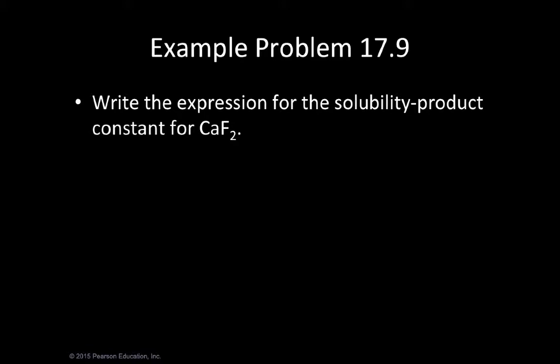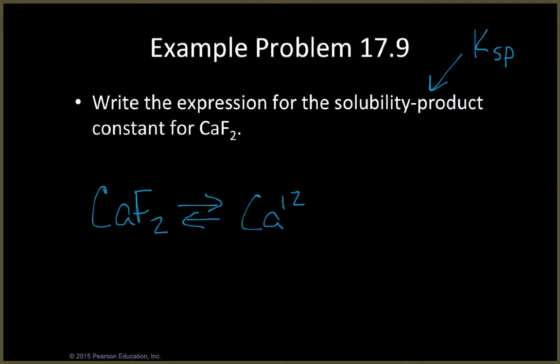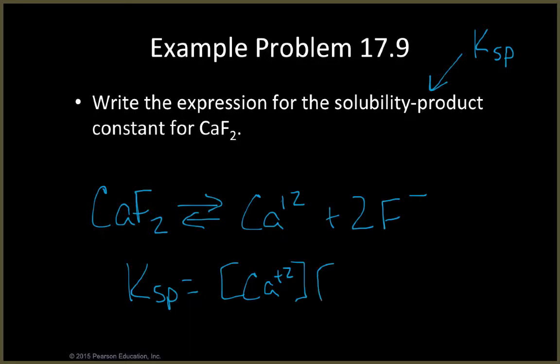Okay, so let's look at an example. This one says, write the expression for the solubility product constant, which is KSP, for CaF2. So if I have CaF2, set up the equilibrium, I have calcium plus 2 plus 2 F minus. When I set up the KSP for this, it's going to be calcium plus 2 and then F minus to the 2nd. And again, the original calcium fluoride is not included because it's a solid.